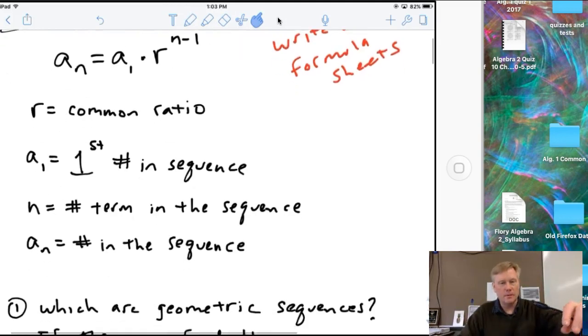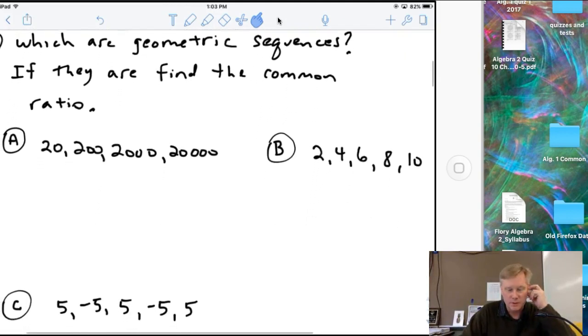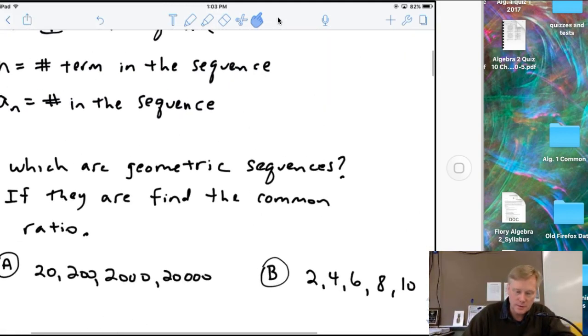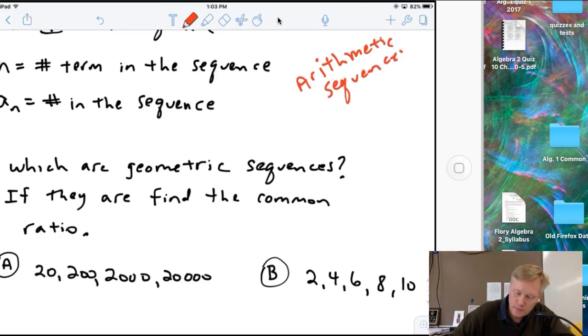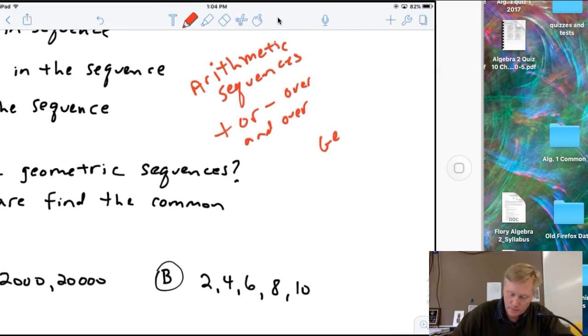Now I'm going to show you how to use this formula. The first thing I'm going to do before I get to that formula is talk about geometric sequences. We did arithmetic sequences, let me write this down, a while ago. Arithmetic is where you're adding over and over again, where you add or subtract over and over. Geometric is different. Geometric is where you multiply or divide over and over again to get the next number.